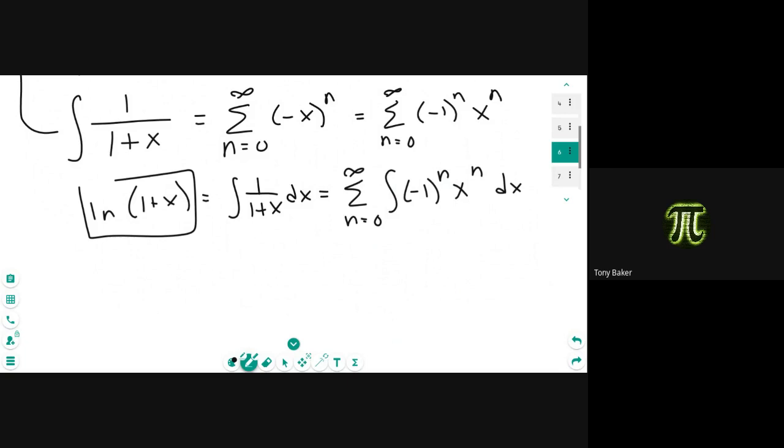The goal is to get this. I want to figure out what that is as a power series. I want to be able to estimate ln of 1 plus something. Because as of right now, ln of 1 we can do, right? ln of 1 is 0. Could you tell me what ln of 1.5 is? No. So the goal is we want to be able to figure that out.